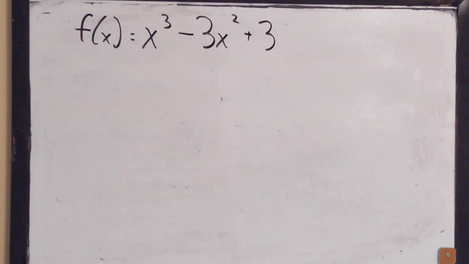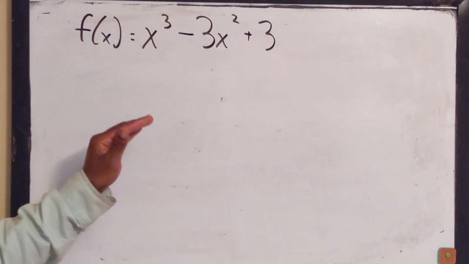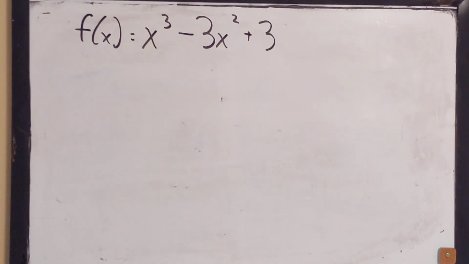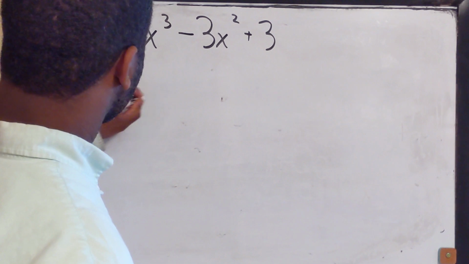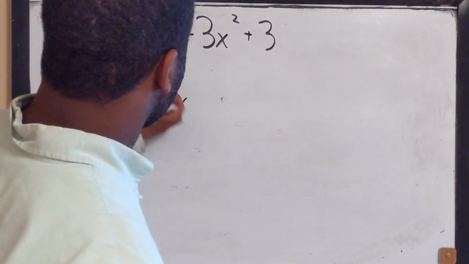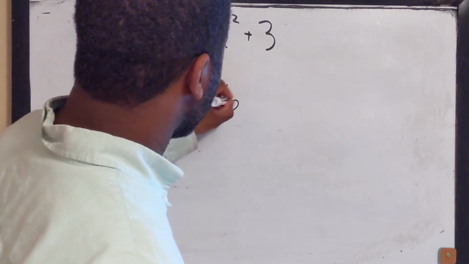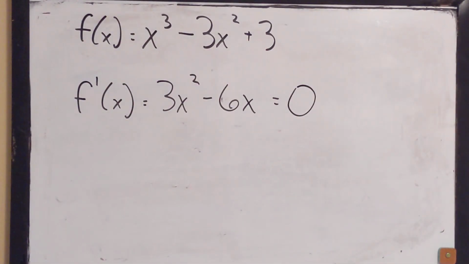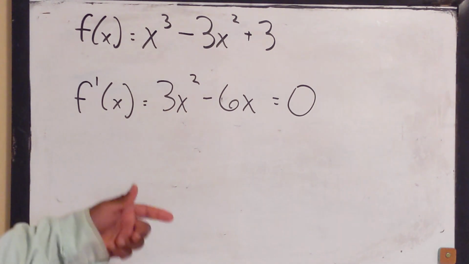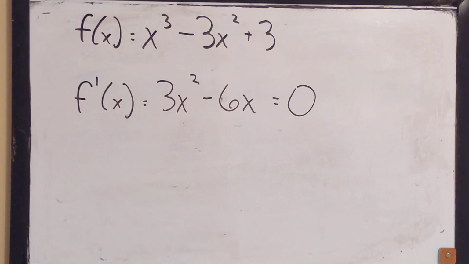Okay, we want to find the relative minimum and maximum here. So here we have a function x cubed minus 3x squared plus 3. So the first thing we need to do is find our derivative, which is 3x squared minus 6x. We set this equal to 0. This will give the critical points. The critical points are always the most important part of our graph.